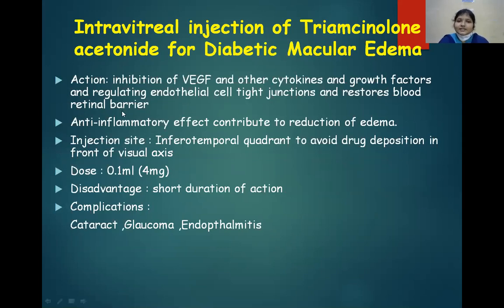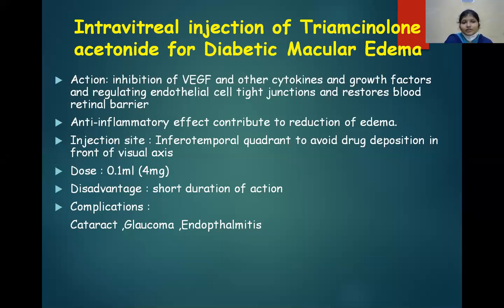And next, intravitreal injection of triamcinolone acetonide. So what is the main action of triamcinolone? So this is a steroid, as you all know. So how does it act? It acts by inhibiting the release of VEGF and other cytokines and growth factors, and it regulates the tight endothelial cell junctions, so it restores the blood retinal barrier. Thus, it decreases the amount of edema and exudation.